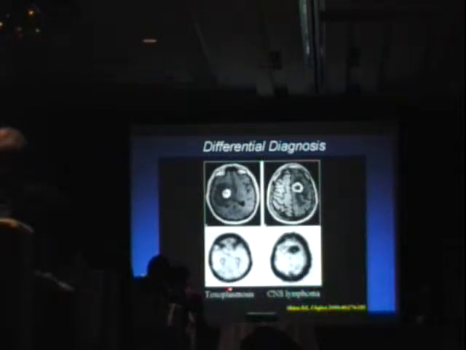One unique area where we can have a lot of impact is in the differential between toxoplasmosis abscess and CNS lymphoma. Both of these will turn up as ring-enhancing lesions on MR in HIV patients. The difference is that in CNS lymphoma, there'll be positive thallium uptake, which is that dark area right here. So this is the hot area here, so that's lymphoma. Toxoplasmosis, on the other hand, shows no appreciable thallium uptake.